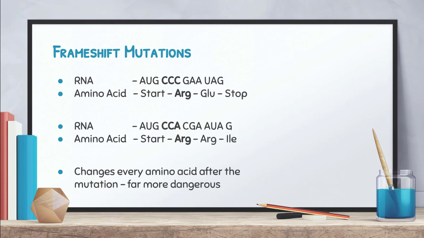Now the reason this is more problematic is because this changes every amino acid after the mutation. So it's far more dangerous because with a point mutation, typically we just change one amino acid in the sequence, but with a frameshift, we're changing everything after that insertion or deletion. And it can be far more dangerous because it alters more of the DNA sequence, which alters more of the RNA sequence, which ends up altering more of the amino acids that are produced in the protein.